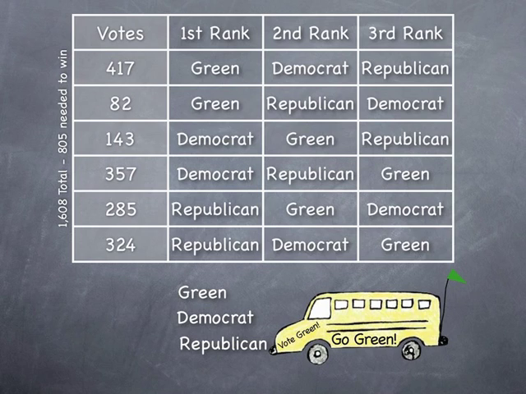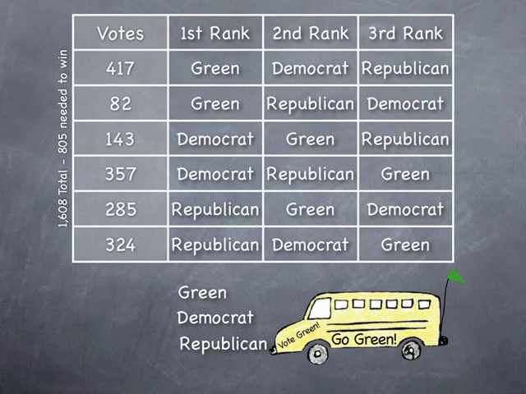You can see that those Green Party supporters that came out earlier, many of them ranked the Democrat second, and a few ranked the Republican second as well, maybe for their fiscal responsibility. Those that voted for the Democrat as first also selected a second choice. Many of them chose the Republican, some of them chose the Green. And for the Republicans, some chose the Green and some chose the Democrat.